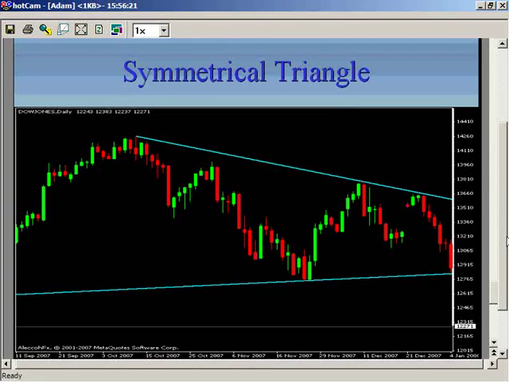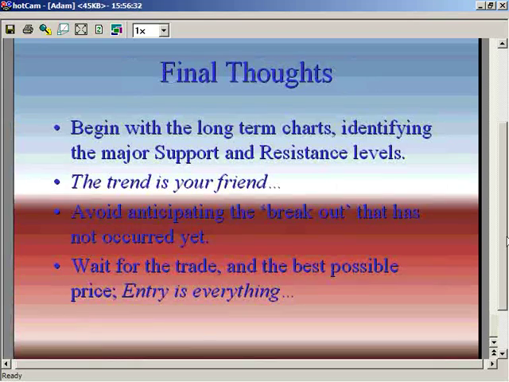Final thoughts in terms of our chart reading basics. Begin with the long-term charts. Identify the major support and resistance levels. I cannot say this enough. The trend is your friend.